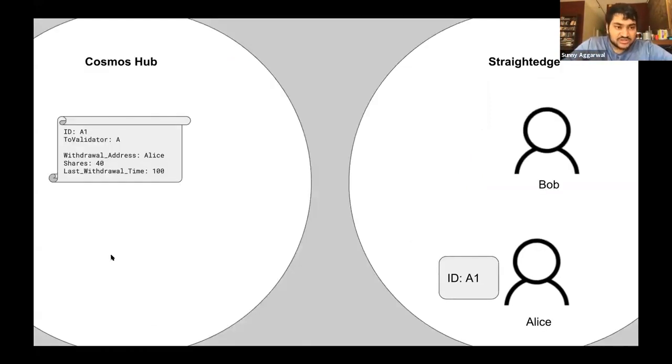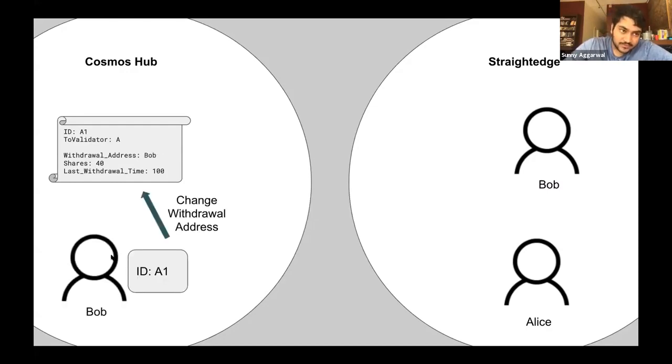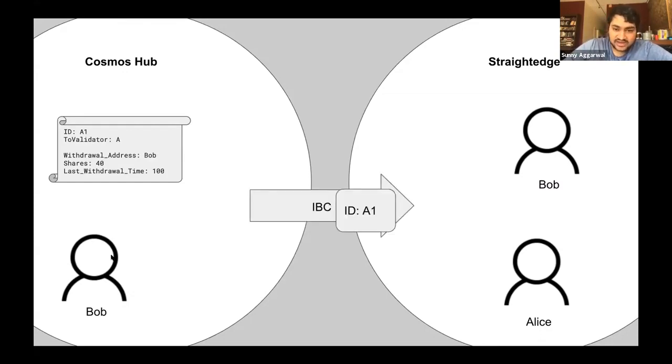Now, one of the cons of this change withdrawal address is this: the struct is on the Cosmos Hub. Let's say we're staking on the Cosmos Hub, but we're on a separate chain, and Alice has moved that NFT onto the separate chain. She can sell Bob the delegation claim. But the problem is Bob is not going to start earning the rewards, because the withdrawal address is still Alice on the Cosmos Hub. So he actually needs to IBC it over to himself on the Cosmos Hub, change the withdrawal address so it gets set to Bob, and then send it back to himself over there.